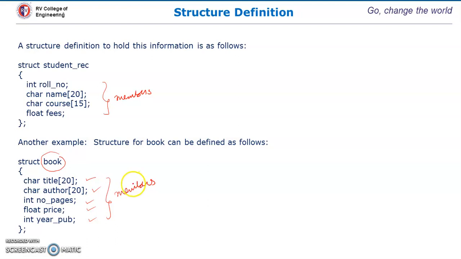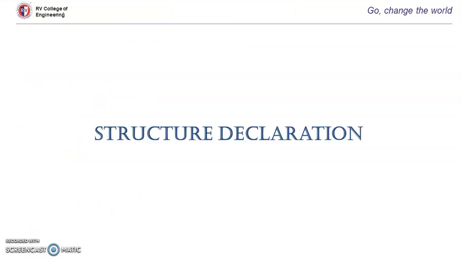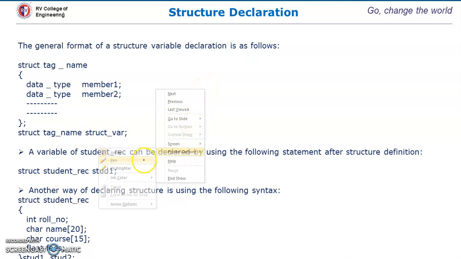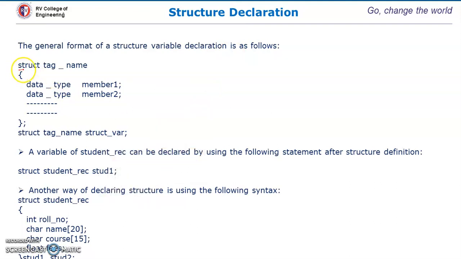These are some examples. Now what is the syntax of writing a structure definition? That we'll see here. For structure declaration, we write the struct keyword, then give a space and write the tag name. This tag name is nothing but the name of the structure, and it must be some identifier.